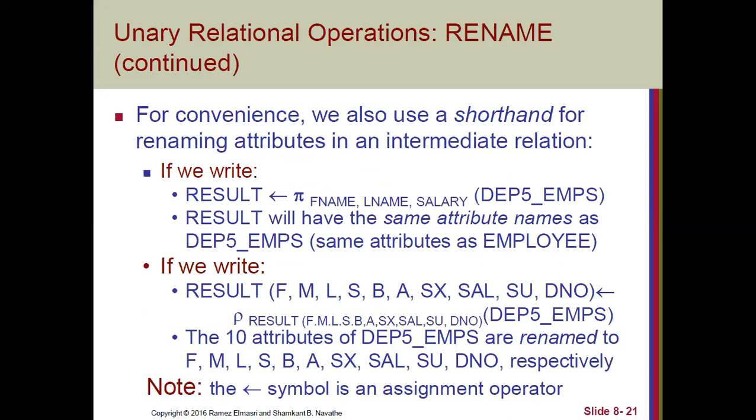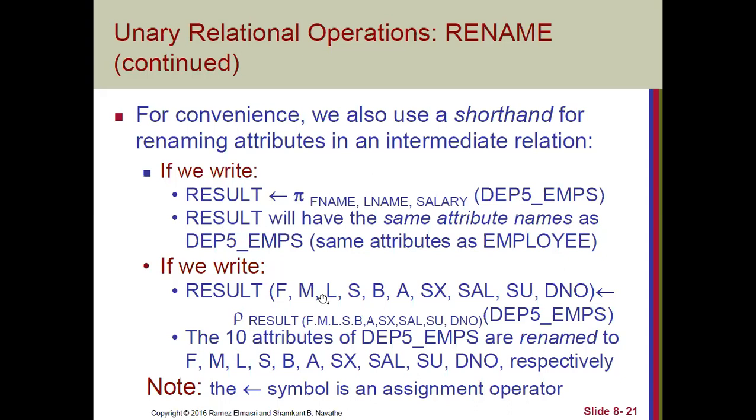For convenience, we use a shorthand for renaming attributes in an intermediate relation. Here you can see that we applied pi, that is project, and project is applied whenever we are interested in some of the attributes, let's suppose first name, last name, and salary, from the relation DEP5_EMPS, which is an intermediate relation showing employees who work in department number 5. The arrow says that the value of this query will go into this result, which is a rename. Now the result will have the same attribute names as the attributes in this relation.